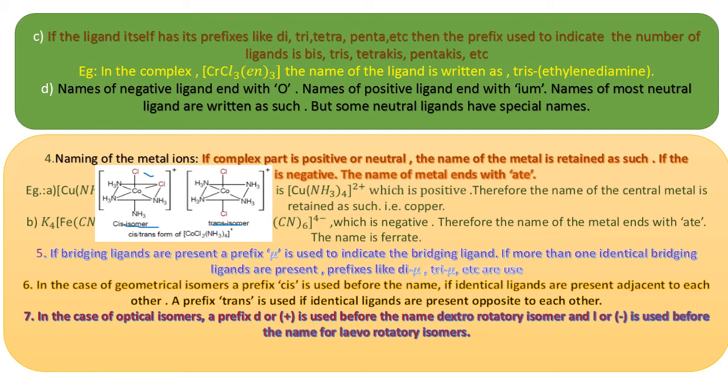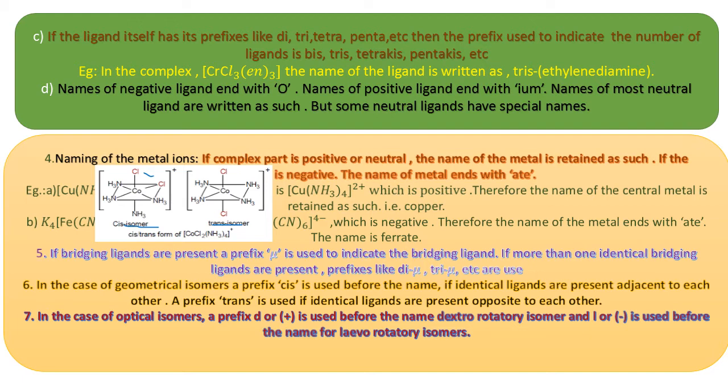Next one is, in the case of geometrical isomers, prefixes like cis are used before the name if identical ligands are present adjacent to each other. For example, here in this example, Cl is adjacent, whereas in the second structure, Cl is opposite. So the adjacent one is called the cis isomer and the opposite one is called the trans isomer.